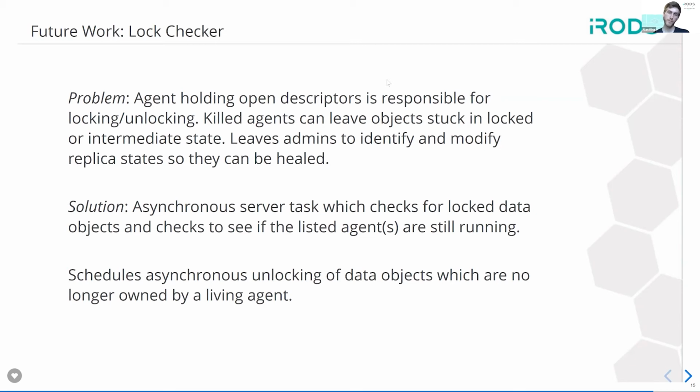That's not great. So we'd love to use this asynchronous server task to identify which locks are being held open and if that agent is still alive. So it can ping the server which is holding a lock, as noted before, and then we can see if that agent is still alive. And if it's not, then we can go ahead and unlock that object so that it can be accessed again in the system.